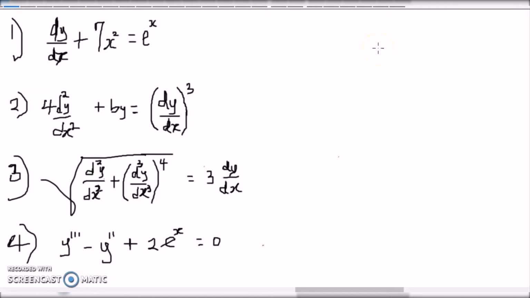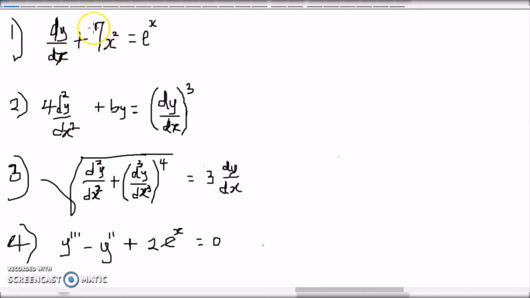Alright, in order to understand what we imply by saying the order of an ODE is the highest differential coefficient or the highest derivative in that particular ODE, let's look at a few examples. Now the first question that we have here: dy/dx + 7x² = e^x. What is the order of this particular differential equation? In order to get the order of an ODE, our focus is usually on the differential coefficients in that ODE. So the highest differential coefficient, or the highest derivative, in that ODE is the order of that differential equation.